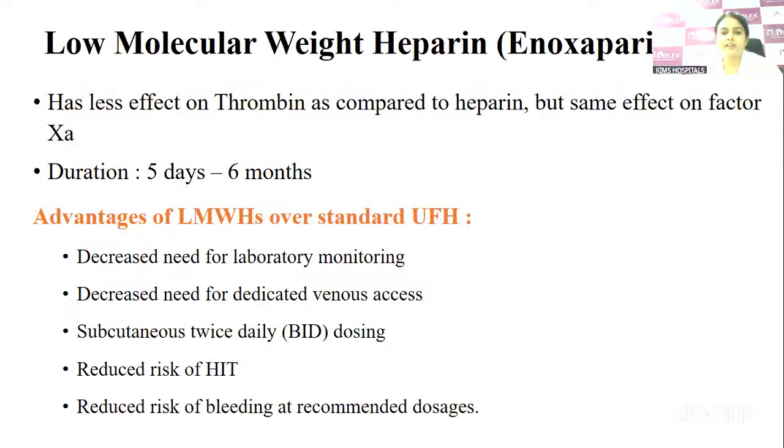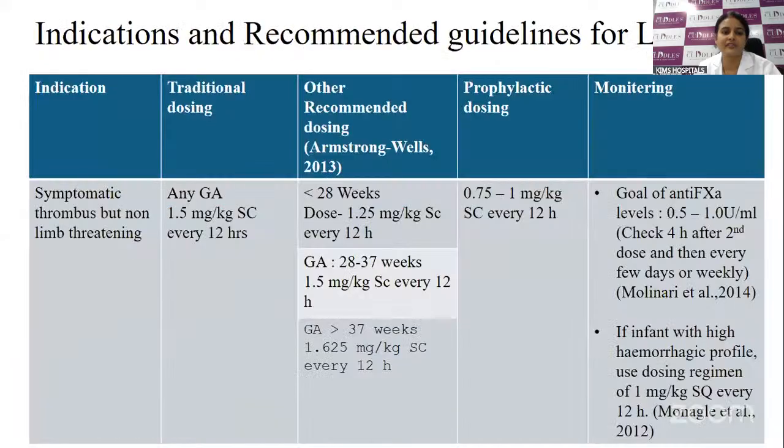Now coming to low molecular weight heparin, that is enoxaparin. It has less effect on thrombin when compared to unfractionated heparin, but the same effect on factor 10A. It is given for a duration of 5 days to 6 months. The advantages of low molecular weight heparin are a decreased need for laboratory monitoring and a decreased need for dedicated venous access. It can be given subcutaneously twice daily. It also reduces the risk of heparin-induced thrombocytopenia and reduces the risk of bleeding at recommended doses.